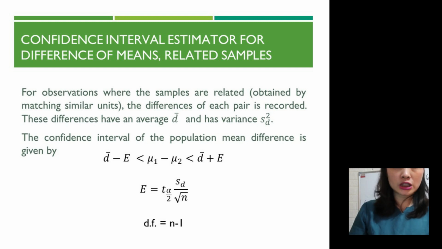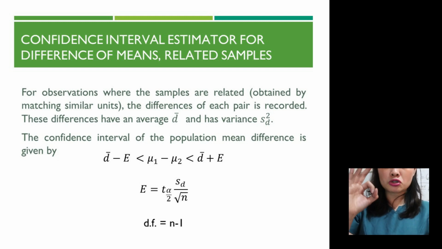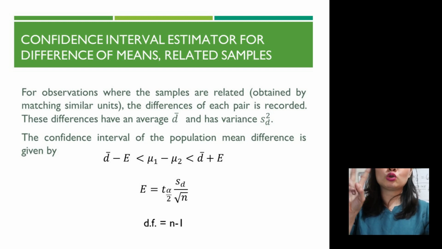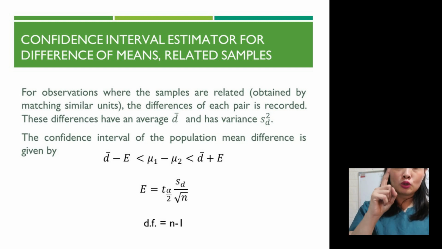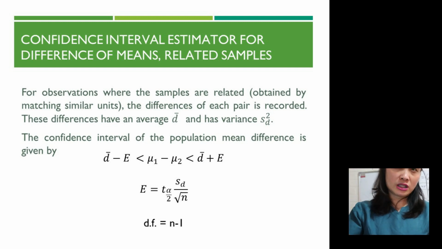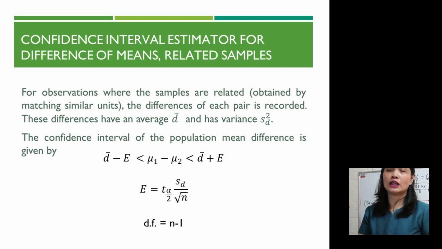So in this particular example, we have weight, before and after. We do have 8 persons, only 8 persons, which means you only have 1 group. These 8 persons have a before and after, so they are related. It's not composed of 2 different groups. There's only 1 group, but you do have 2 experiments, 2 activities, before and after. That's why we call them related samples.